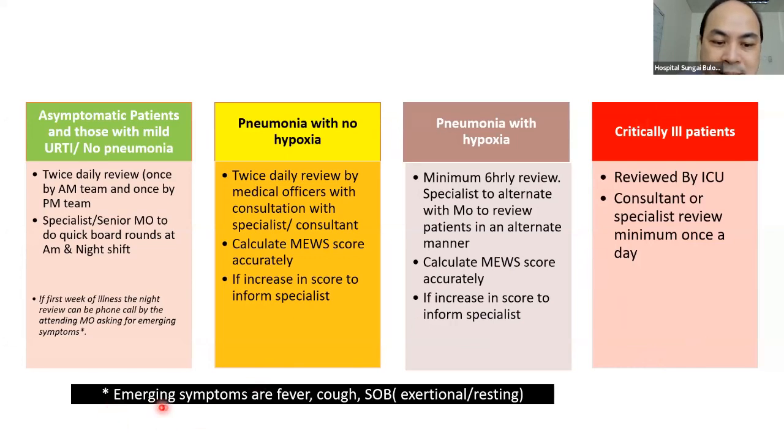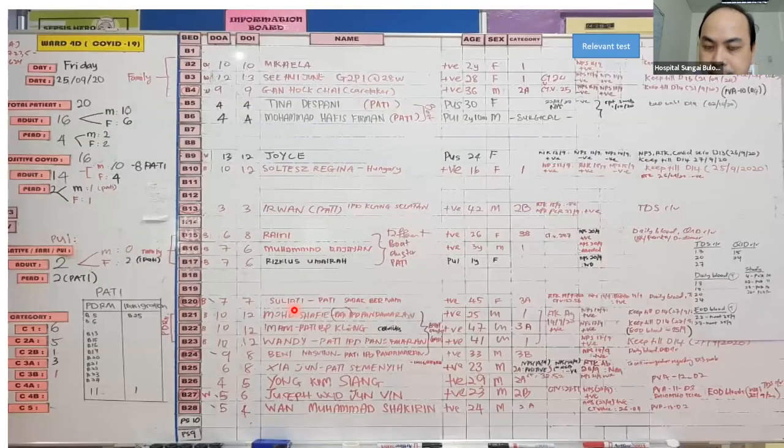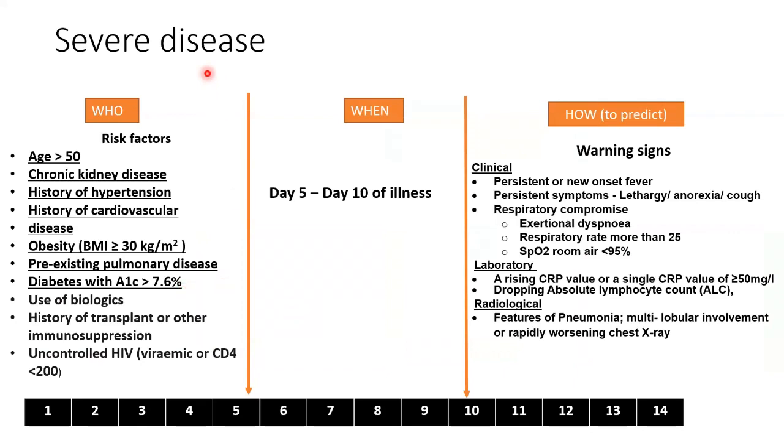So emerging symptoms are fever, persistent cough, shortness of breath. These are the warning signs that the patient may go on from category 1 or 2 or 3 towards 4 and 5. Temporary or forever? So this is what I was mentioning earlier.